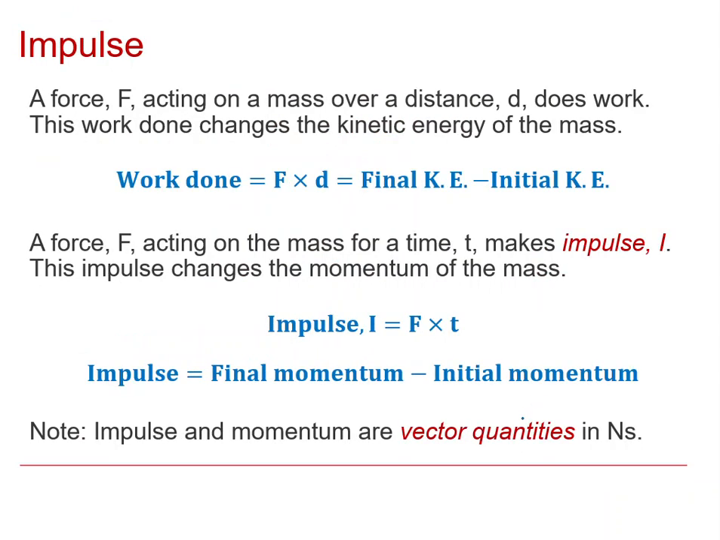We have two principles. The first is the Work-Energy Principle, which says that the work done is the final kinetic energy minus the initial kinetic energy, or in shorter words, the change in kinetic energy, and the impulse-momentum principle, which says that the impulse is the change in momentum. Remember that impulse and momentum are alike vector quantities and are measured in Newton seconds.